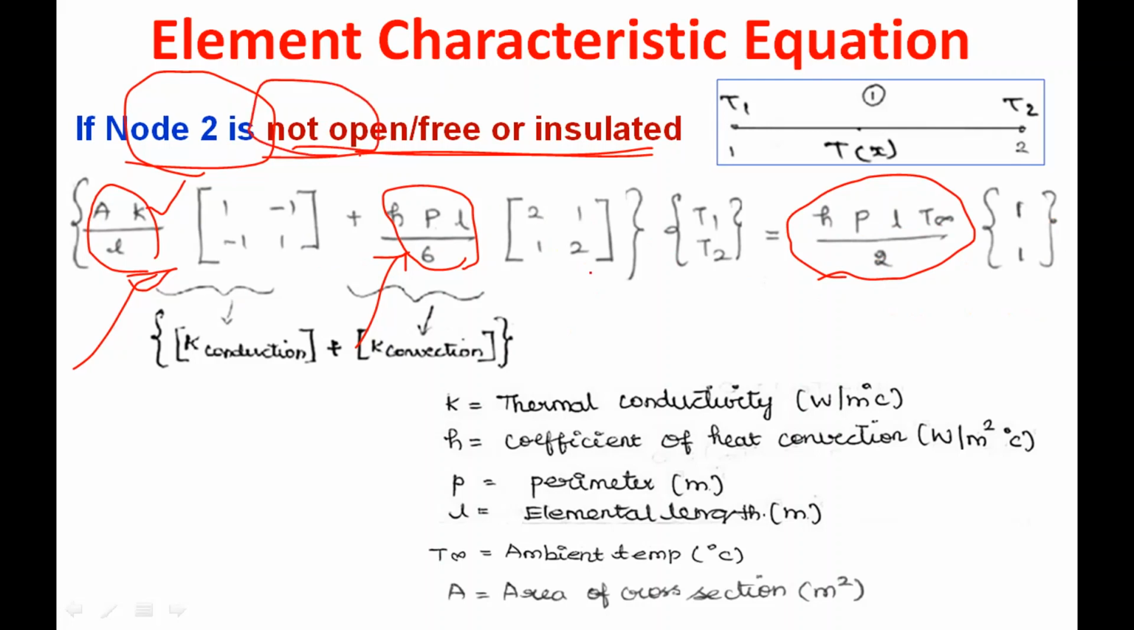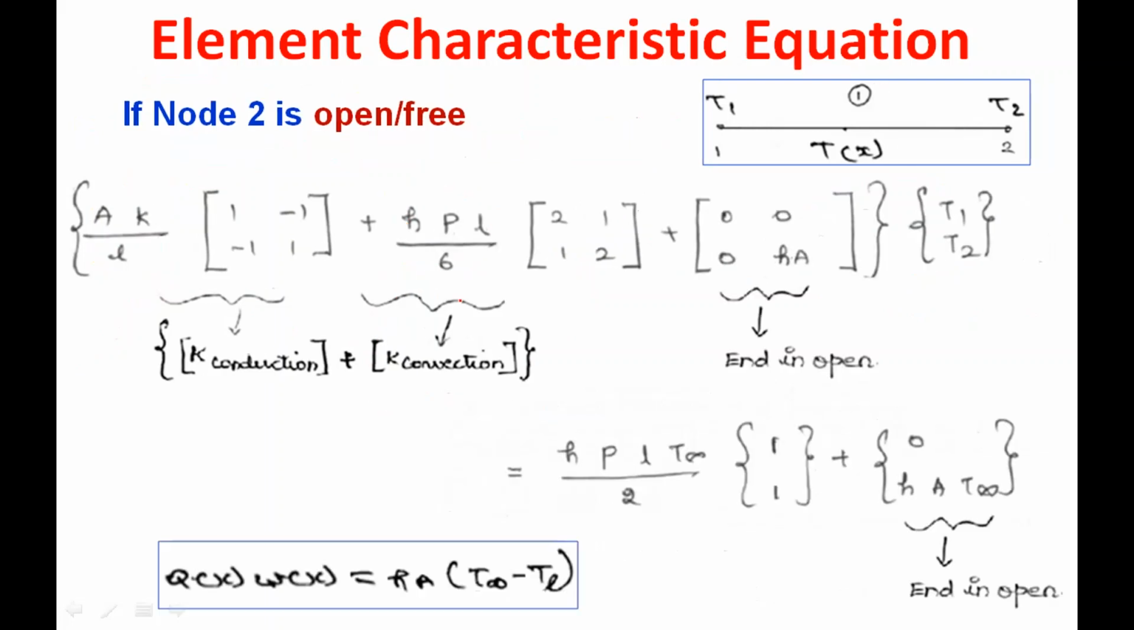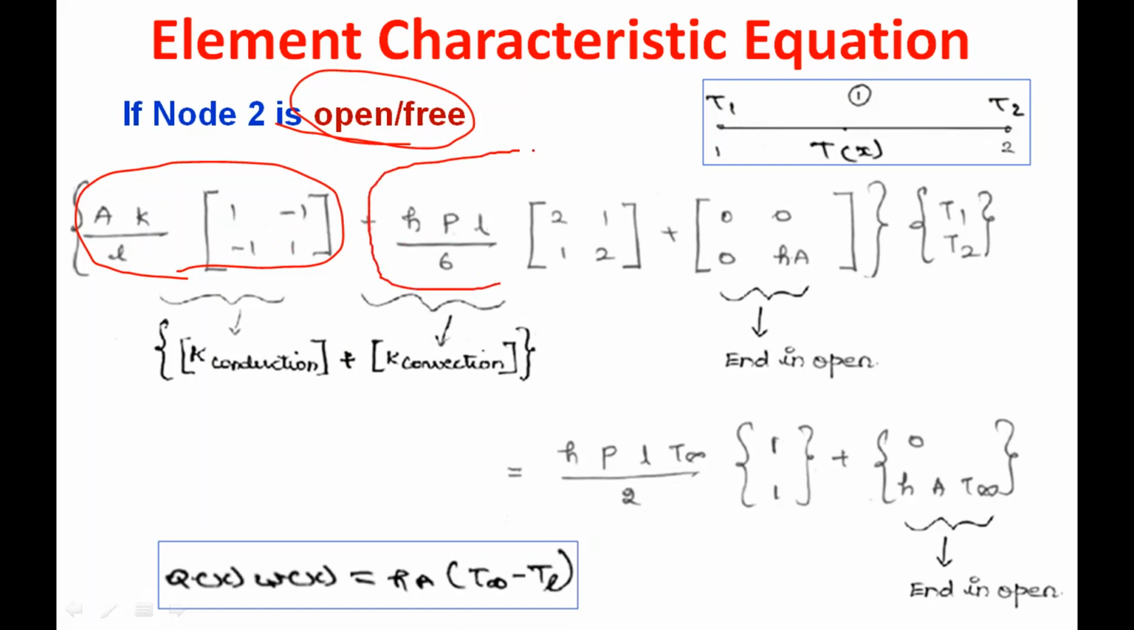Suppose the second node is open to atmosphere, then we will have two additional terms. Now node 2 is free, or open to atmosphere. In that case, K conduction is AK by L times 1 minus 1 minus 1 1, and K convection is HPL by 6 times 2 1 1 2. This is conduction through the material, and this is convection through the surface.